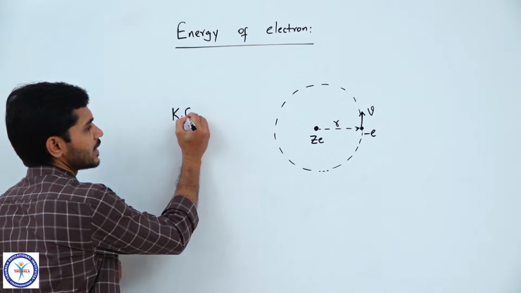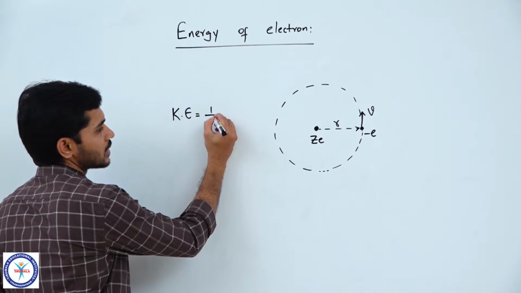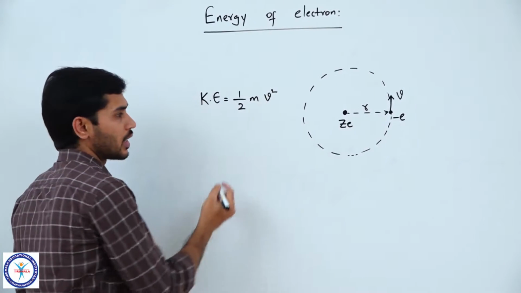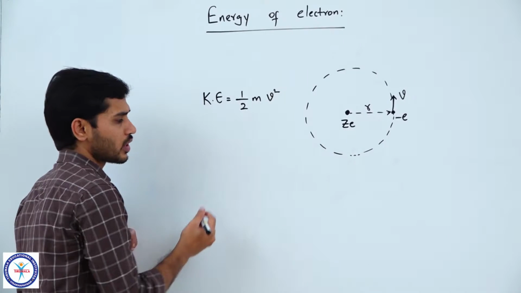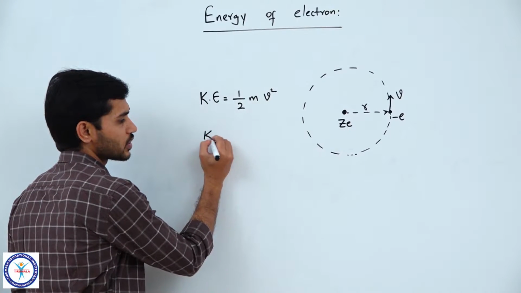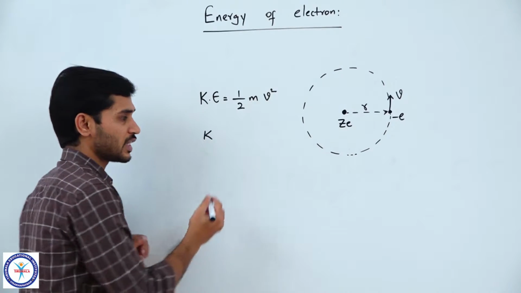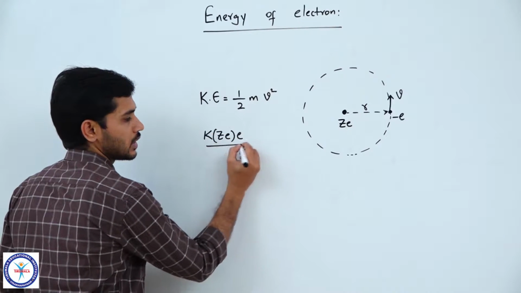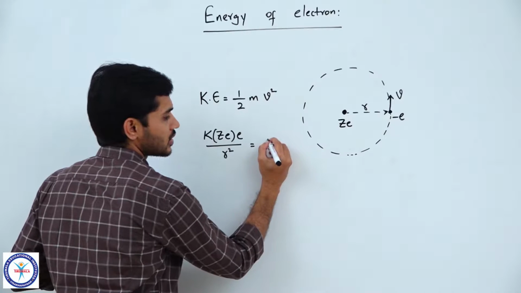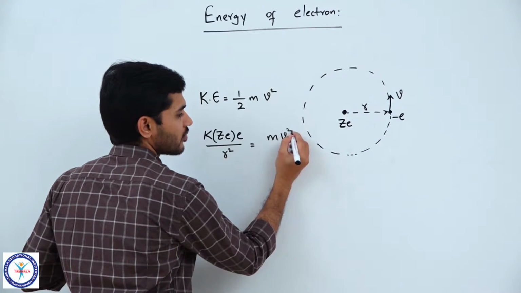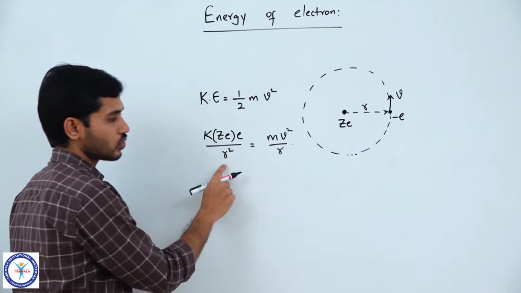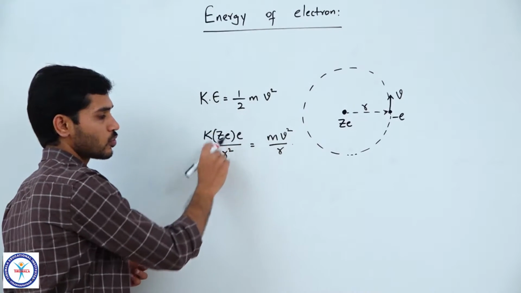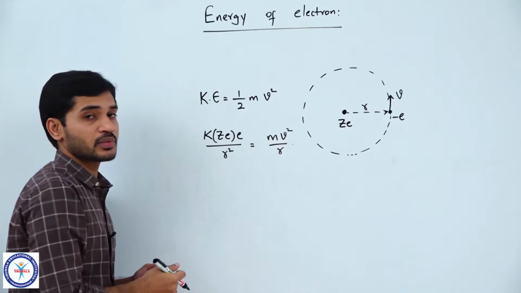I can write kinetic energy of that electron as half mv square, and to understand this half mv square, we have already written this expression from Bohr's first postulate, which is kZe into e divided by r square is equal to mv square by r. Force is equal to the centripetal force. I mean, the Coulombic force of attraction is providing the centripetal force.